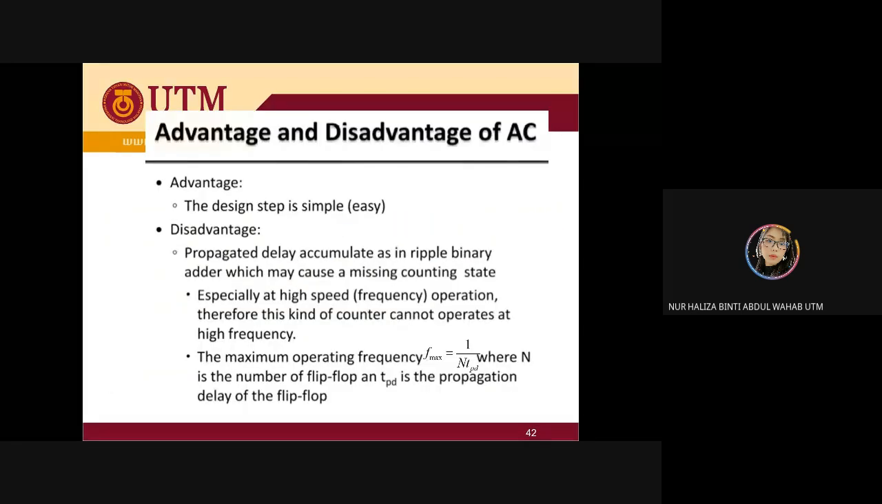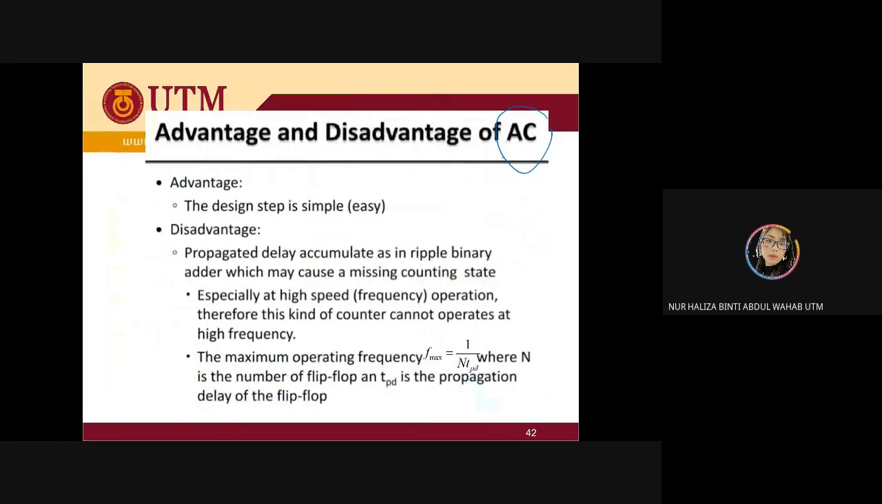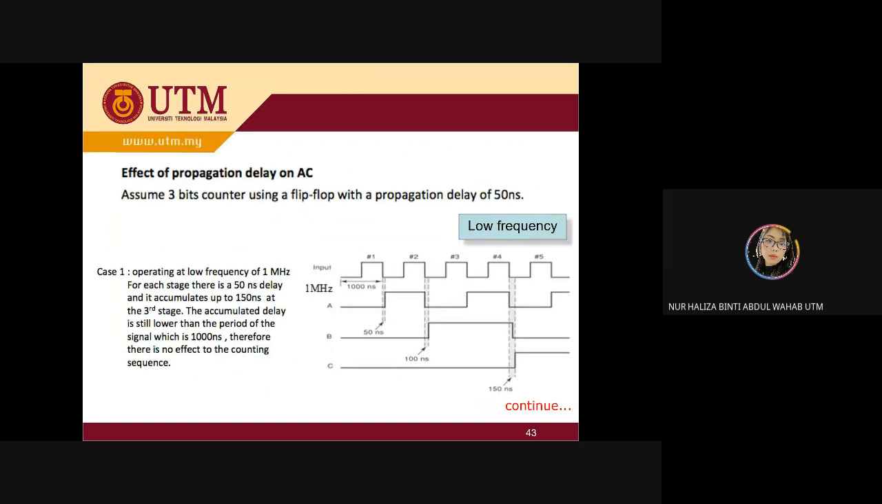So there are advantages and disadvantages of your asynchronous counter. That's why you come out with your decade counter here. The advantage of asynchronous is that it is simple in step, but there are disadvantages. The disadvantage is when you have a delay. Let's say you have a 3-bit counter using flip-flops with a propagation delay of 50 nanoseconds when you have low frequency.